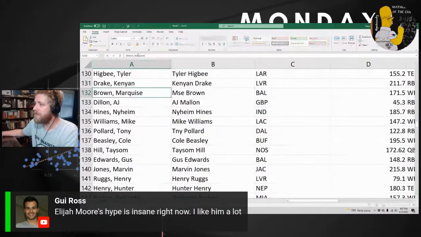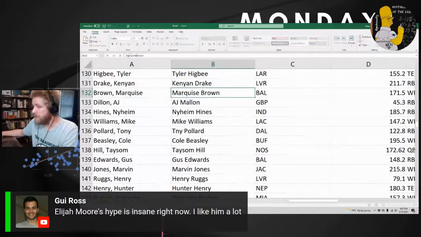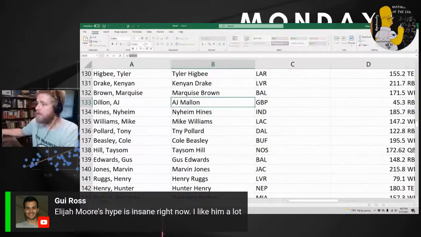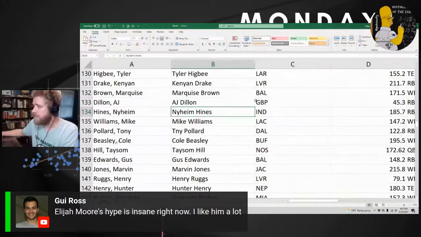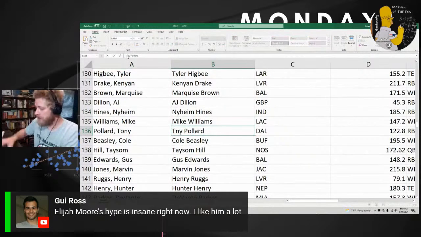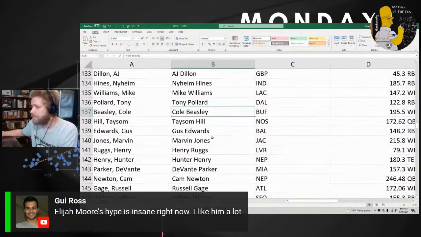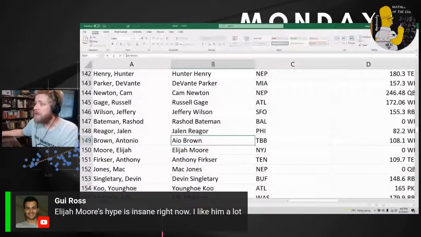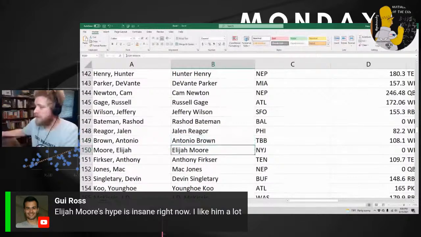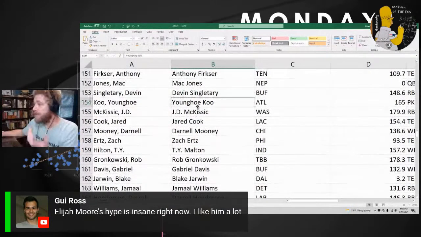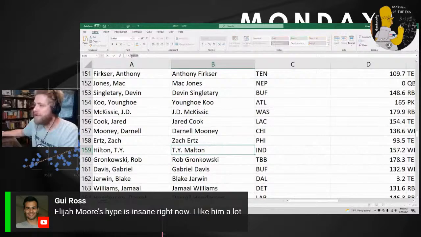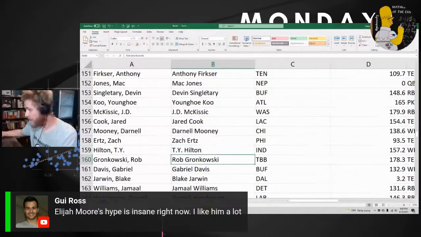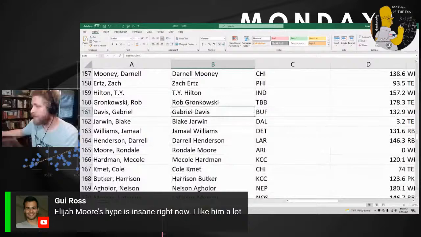AJ Mullen? Pretty sure that's wrong. Struggling with those. I mean, he's also a rookie in year one, so let's see. I'm hoping for 600 yards. That's what I'm hoping for from Elijah Moore this year. That's my base. That's where I want him to get to.